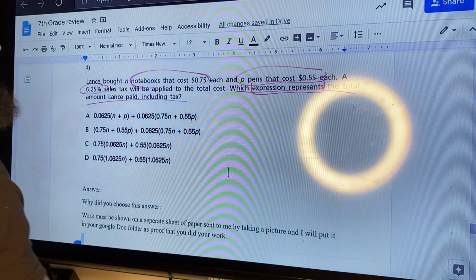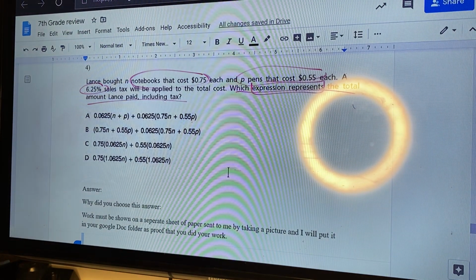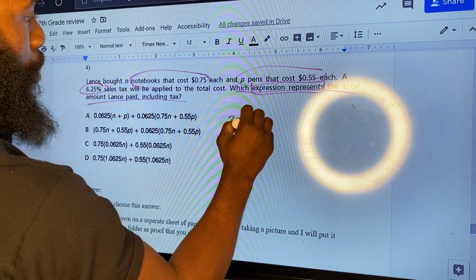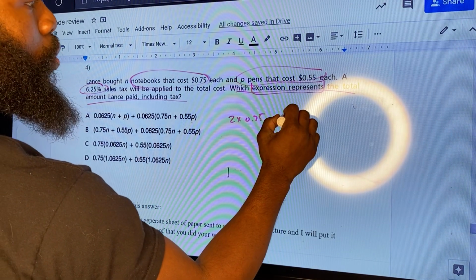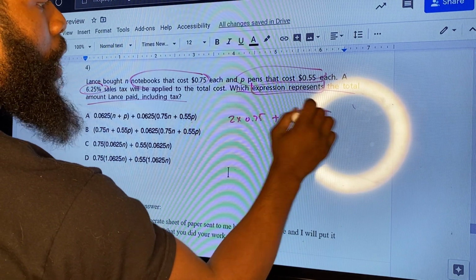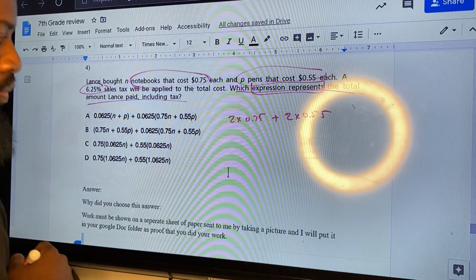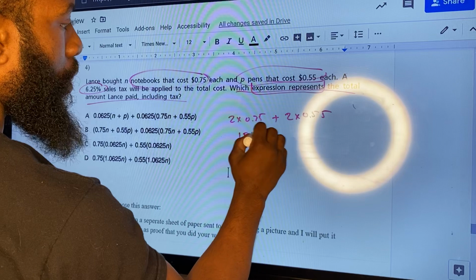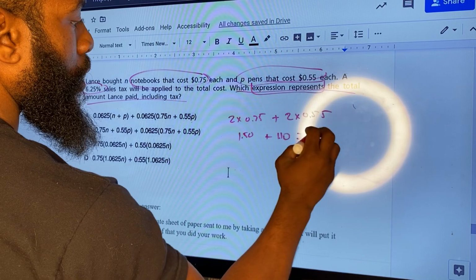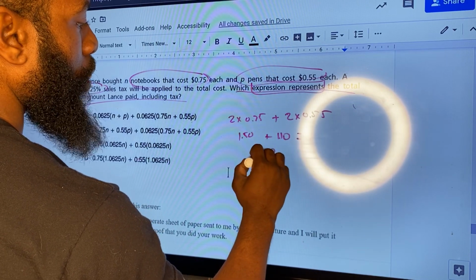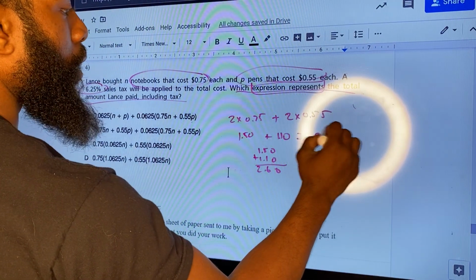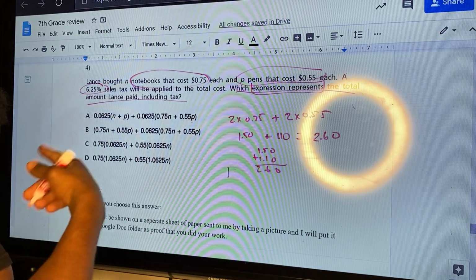Let's use a Q's method. So let's say I bought 2 notebooks times 0.75 plus 2 pens, 2 times 0.55. I bought 2 pens and 2 notebooks, right? 150 plus 110, and you get 260. So 260, and then I have a sales tax, which adds on to the price.